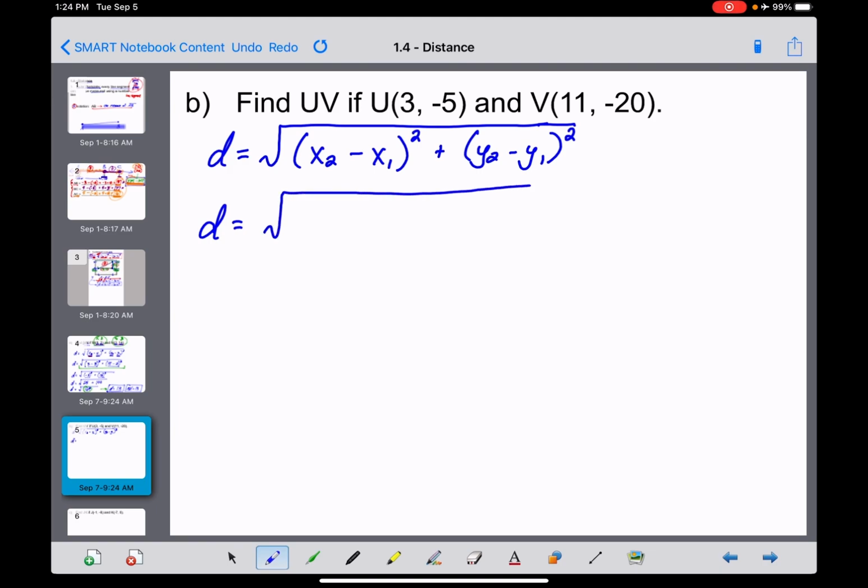D is the square root of, and now I threw some negatives at you so the plot thickens a little bit. x2 means your second x-coordinate, which is 11 here. So that's 11 minus x1. x1, your first x-coordinate, is 3. So this becomes 11 minus 3 squared. Plus, okay, y2 means your second y-coordinate, which is negative 20 right here. And then minus y1, the first y-coordinate, which is negative 5.